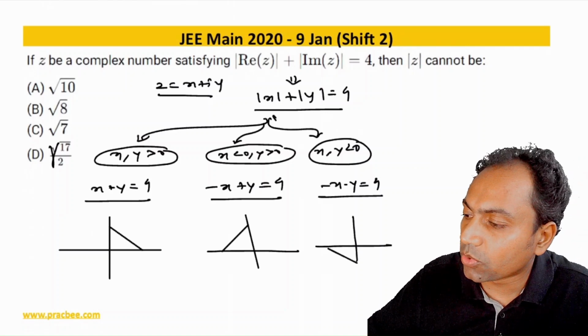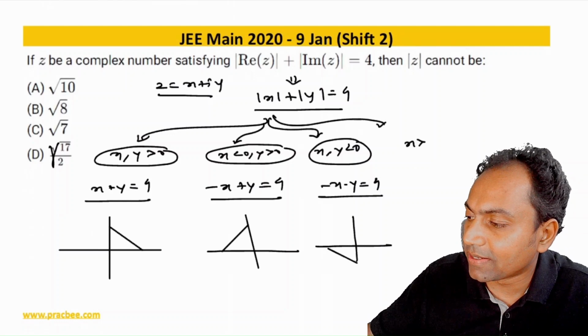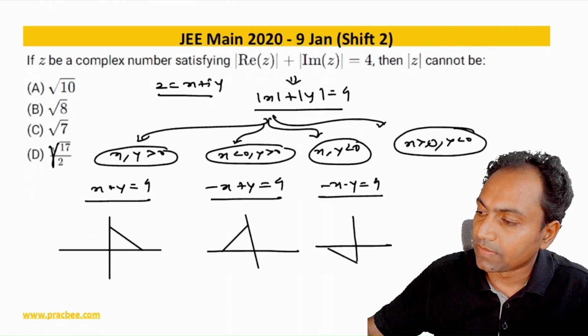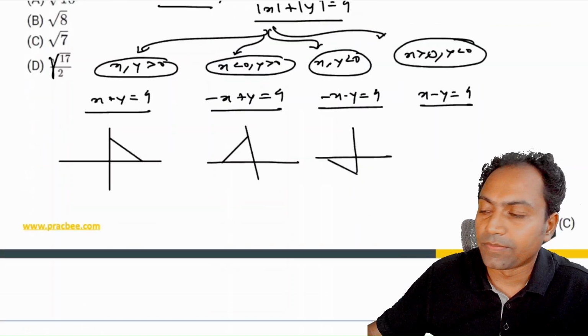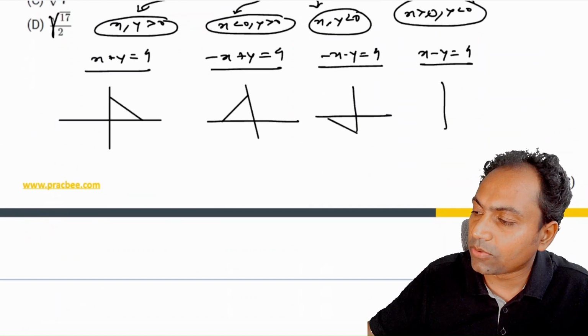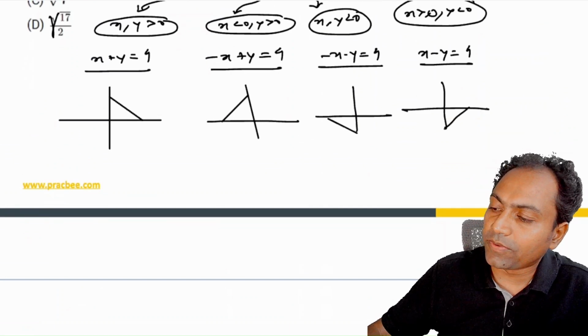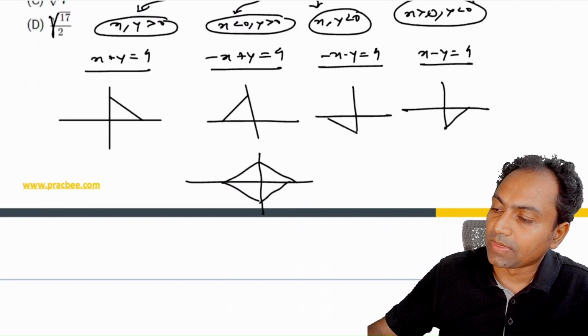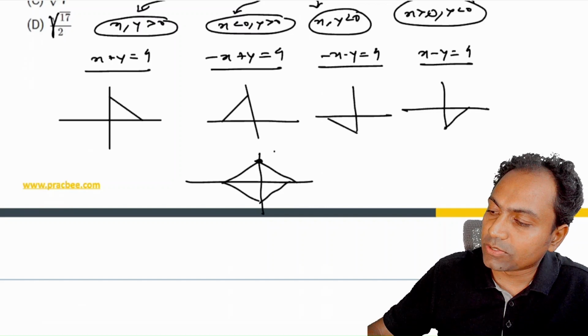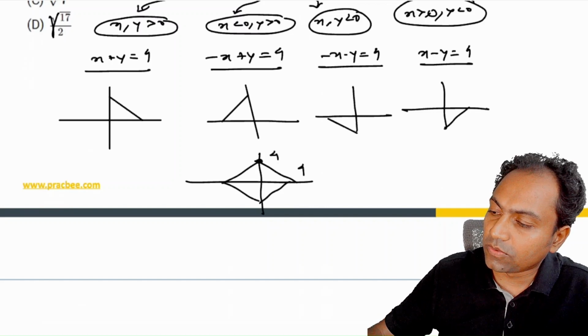And in the fourth quadrant, when x is greater than 0 but y is smaller than 0, if I consider this, it will become x minus y is equal to 4. And if I interpret it, this is how it is going to look. So if I draw all of these graphs on one graph, this is a square that looks like this. For this square, this point is 4, this is 4, this is minus 4, this is minus 4.